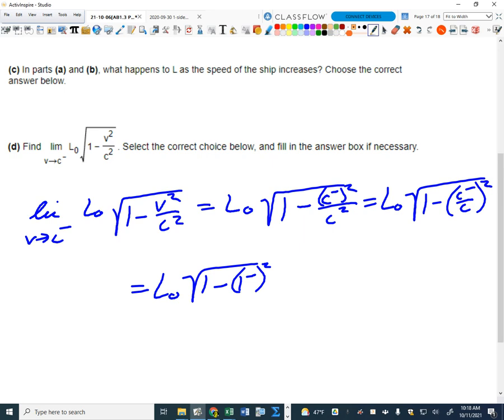That's the same thing as 1 minus, right? Like 0.99999 squared is just 0.999-something. I'm going to get something close to 1, but slightly less. So I get L naught times 1 minus 1 minus, right? What's 1 minus 1 minus? 0 plus, right? I'm subtracting something slightly less than 1 from 1, and I'm getting 0 plus, and the square root of 0 plus is 0 plus, right?